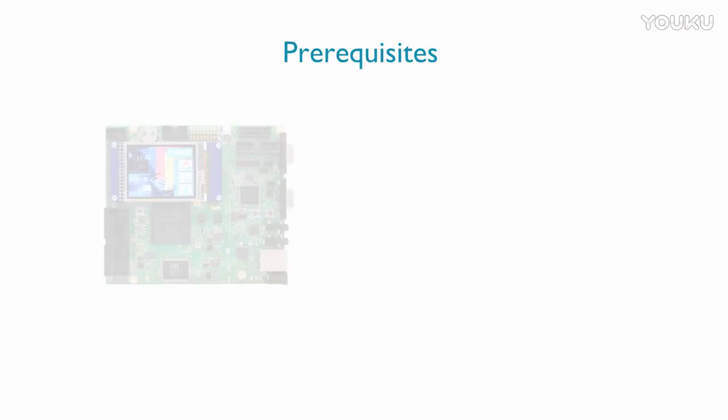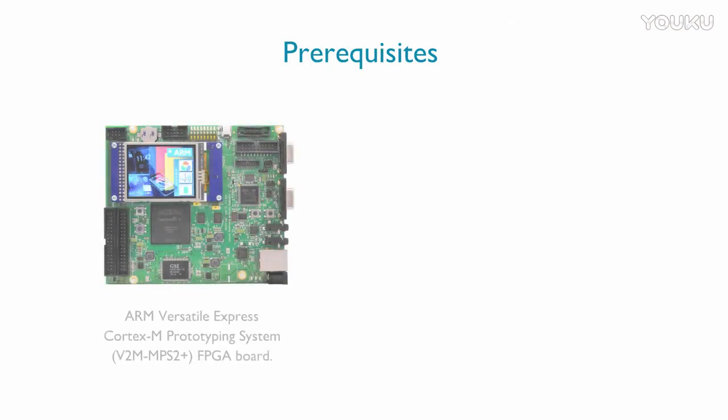To use Cortex-M3 Designstart eval with an FPGA board, you'll need an ARM Versatile Express Cortex-M prototyping system FPGA board, which is also called the V2M MPS2 Plus board. Out of the box, Designstart only supports this board, and this is what we'll be using in this video.